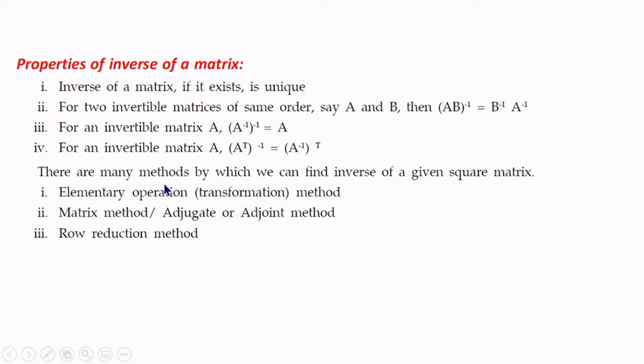Now we have various methods to find the inverse of a given matrix. The first one is the elementary operation or row transformation method. This is not included in our syllabus. Then the next method is the matrix method or adjugate or adjoint method, and the next method is the row reduction method. So we have only these methods included in the syllabus for the academic year 2021-22.